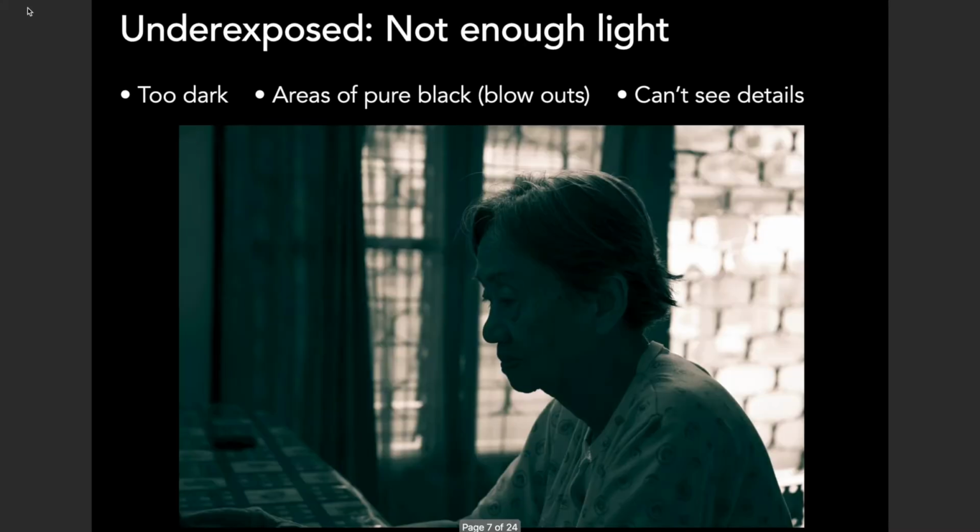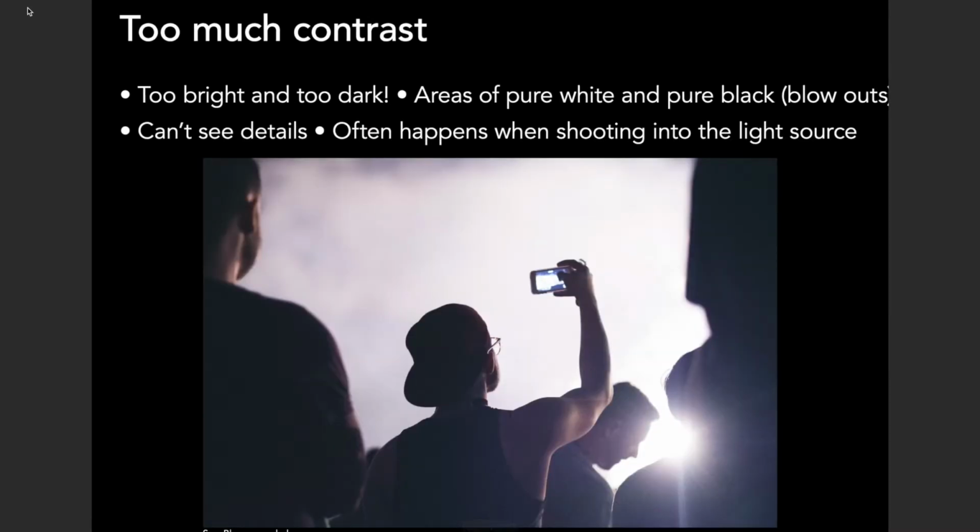The opposite of an overexposed photo is an underexposed photo, where there's not enough light, so the photo itself feels too dark. There's areas of pure black, so it's not a white blowout, but rather a black blowout. And again, you can't see any of those details just because it's too dark. And then sometimes you can get a photo that does both. It's too bright and too dark because there's too much contrast. So you'll notice that there's areas of pure white and areas of pure black, and you still can't see details in either of those areas.